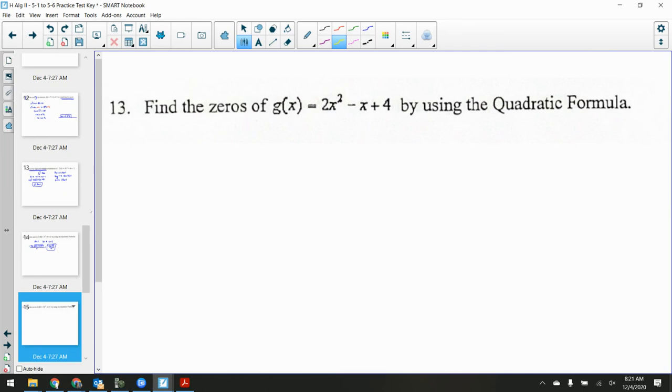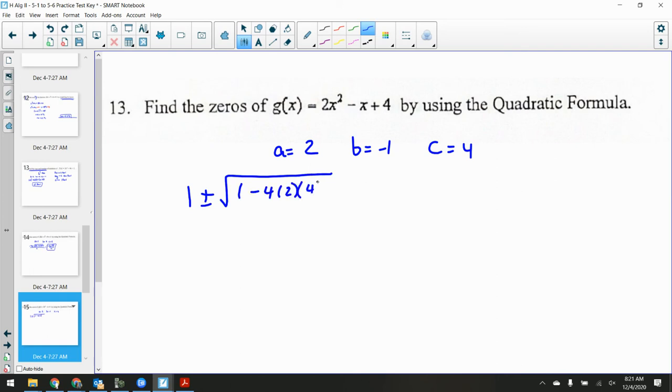Last problem. Here, find the zeros using the quadratic formula. Okay, quadratic formula again. Perfect. I like the quadratic formula. A is 2, B is negative 1, C is 4. The opposite of b plus or minus the square root of b squared minus 4ac all over 2a. Be careful, that's a positive 1 inside the radical right there. B squared is a negative 1 squared, which turns positive.